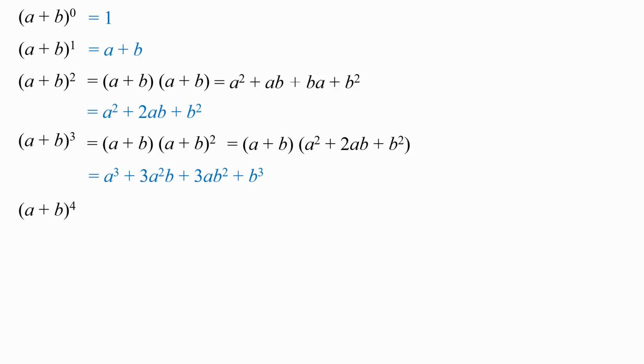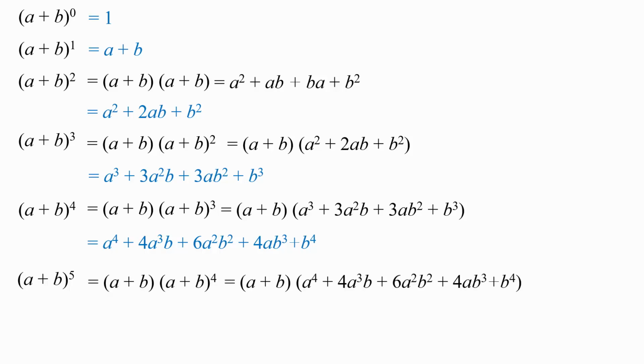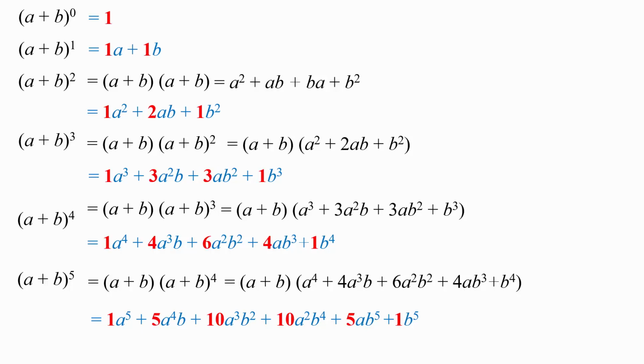What about (a + b) to the power of 4? Expanding in a similar way, we have the expansion shown, and one more, (a + b) to the power of 5. Getting complicated, isn't it? Where is all this leading us to? Let's look at the coefficients of each term in each of those expansions. This is what I mean. The numbers in red are the coefficients of each term.